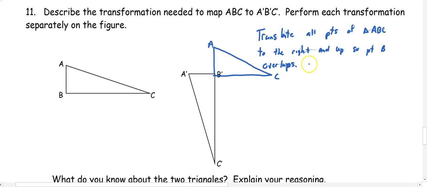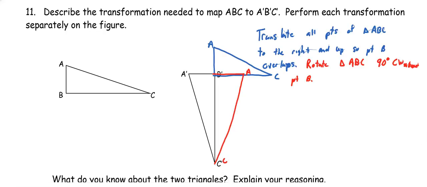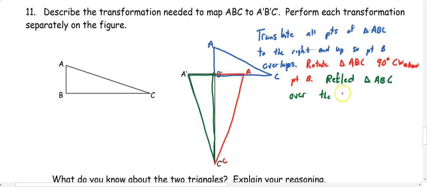Next, I'm going to rotate triangle ABC so that the tip of C is at the bottom. So I'm going to rotate 90 degrees clockwise, about point B, because I don't want point B to move. So when I do that, B stays put. Now I have A and C. And then my last transformation is I need to get it overlapping. So I'm going to say reflect triangle ABC over the segment BC so that it flips onto the other triangle.